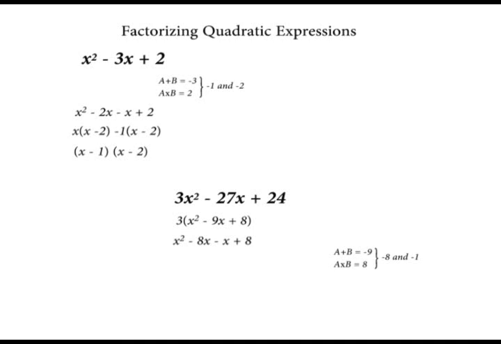Factorize the first two, x into x minus 8, and then the other two, minus 1 into x minus 8. X minus 8 is common in both brackets, and so we take one of them. So we have x minus 1 times x minus 8. But now you remember to put 3, and so our answer is 3 into x minus 1 times x minus 8.